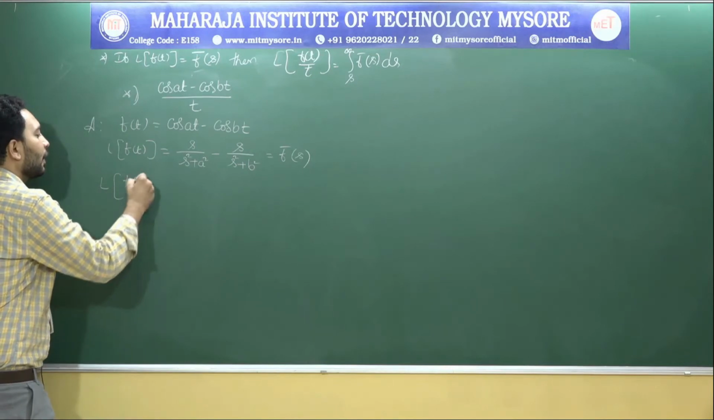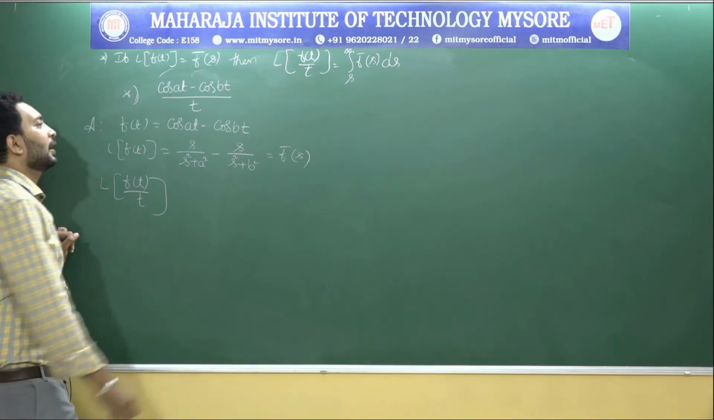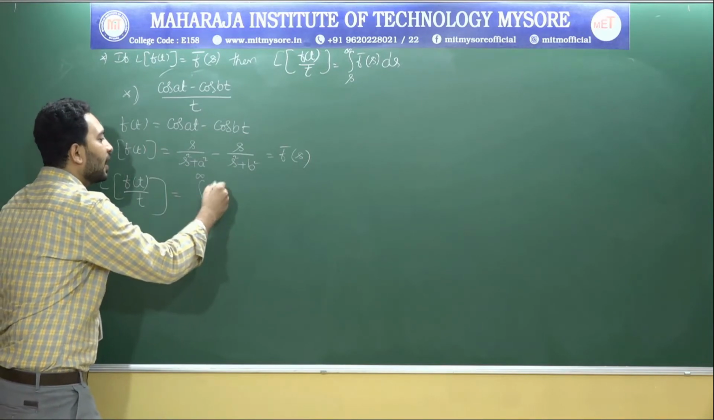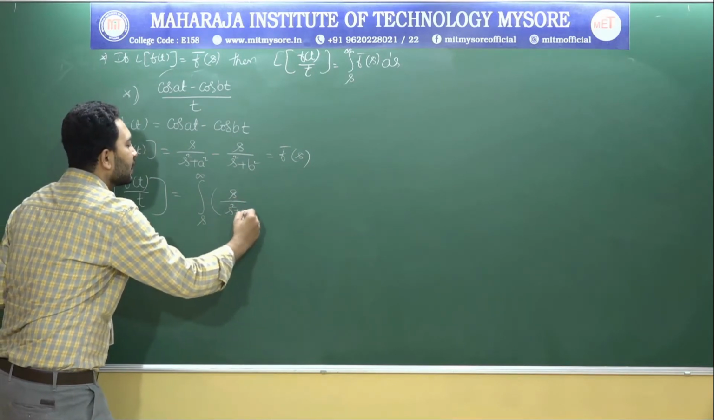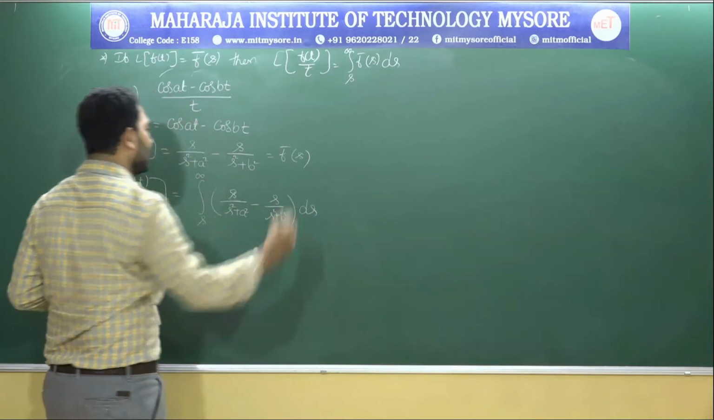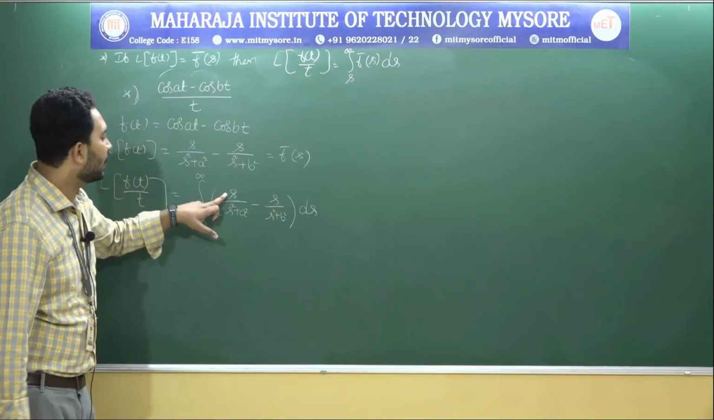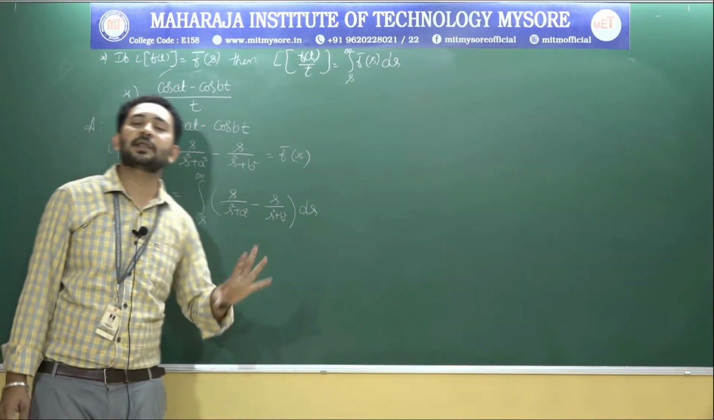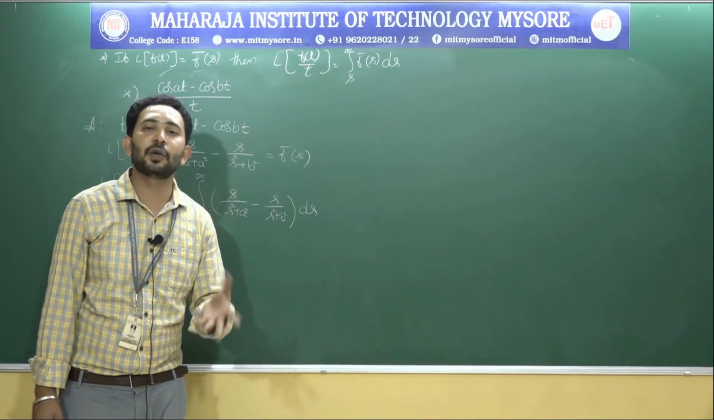Laplace of f of t by t. Apply the third property, the integrating transform property. It is limit from s to infinity f bar s into ds. What is f bar s? s divided by s square plus a square minus s divided by s square plus b square into ds. Next we need to integrate this. To integrate this we require 2 here, because we have s square plus a square in the denominator. So differentiation of s square plus a square is 2s.